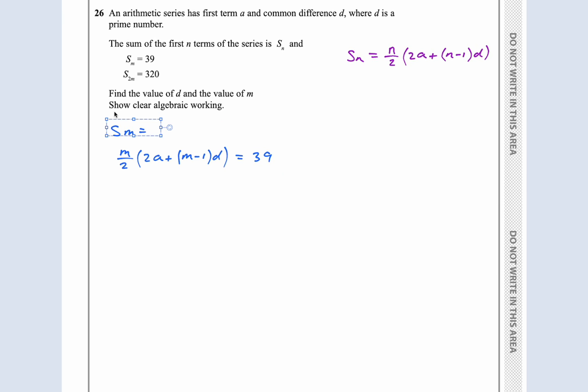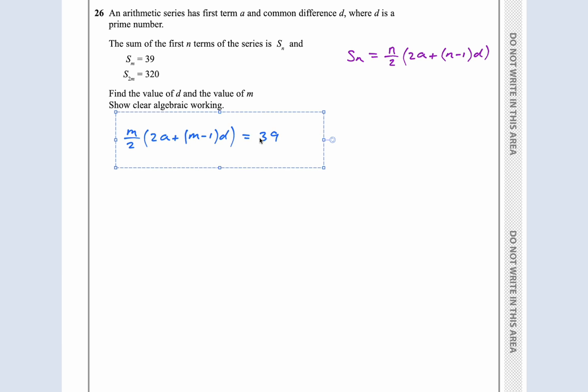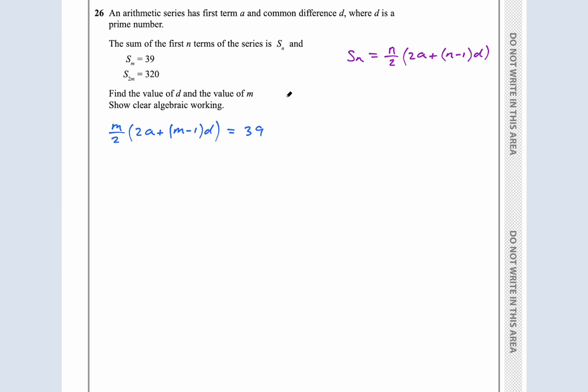Okay, and my second equation will be, and actually guys, I'll just put this here. This is just when I have an m in it, and then if I have a 2m, S of 2m, that's just going to be 2m over 2 brackets 2a plus 2m minus 1 times d, and this is equal to 320.